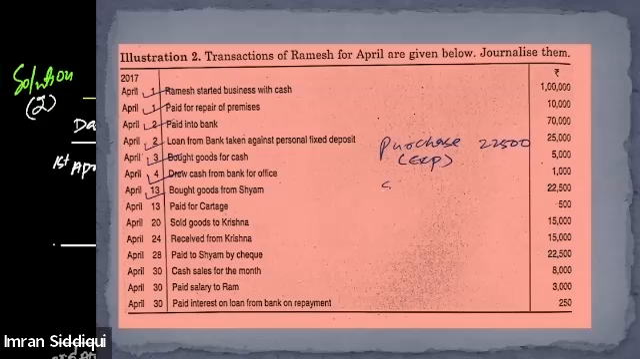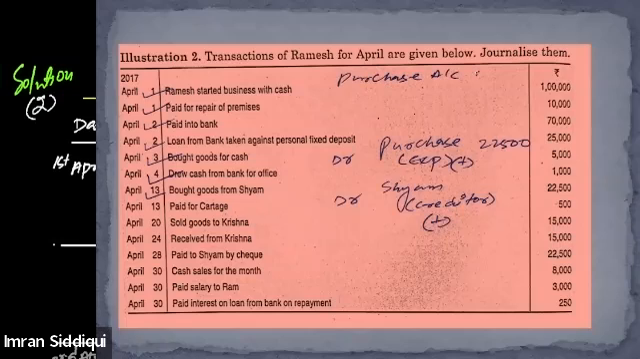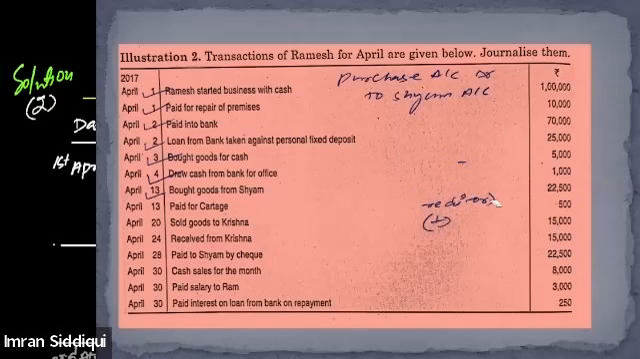So we have bought goods from Shyam. Shyam is our creditor, and creditor is a liability. So creditor is increasing, and at the same time expenses are also increasing. Whenever expenses increase, debit; creditor increases, also debit, right? That is what the rule says. So the journal entry will be purchase account debit to Shyam account. Everybody, is this point clear? Yes, sir.